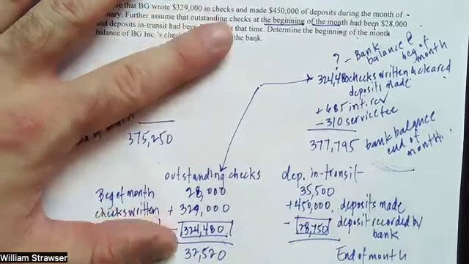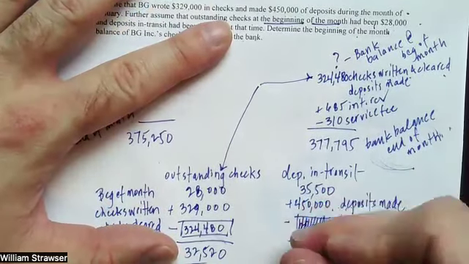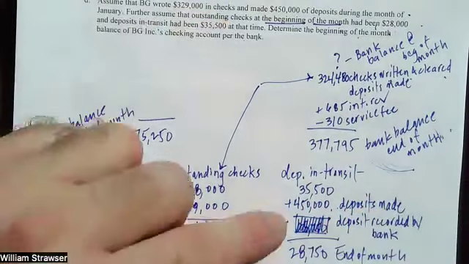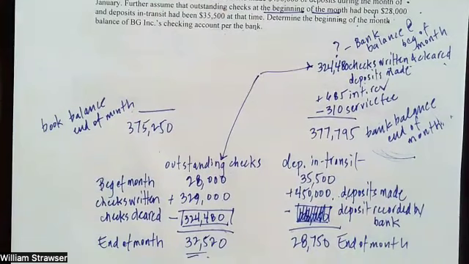Oops, sorry, I wrote that in the wrong place. That's my end of month deposits in transit. All right, so now I just do the math to solve for what was actually recorded by the bank. So we got 35,500 is my starting point. I add 450,000 that was deposited by my company. And then I'm looking for the amount that was ultimately recorded by the bank.